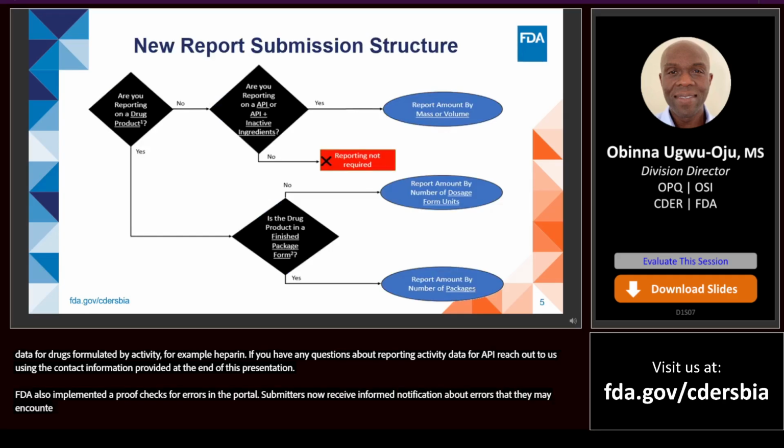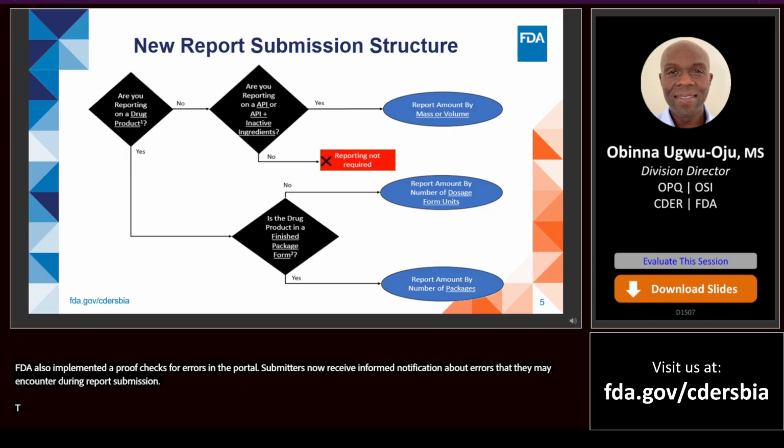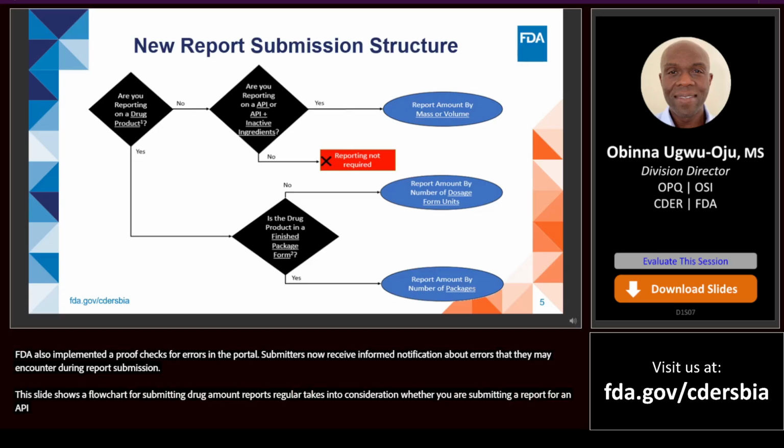This slide shows the flowchart for submitting drug amount reports. It takes into consideration whether you're submitting a report for an API or a drug product. If you're submitting a report for an API, then the amount should be reported by mass or volume. This means that the unit of measure could be kilogram or liters.